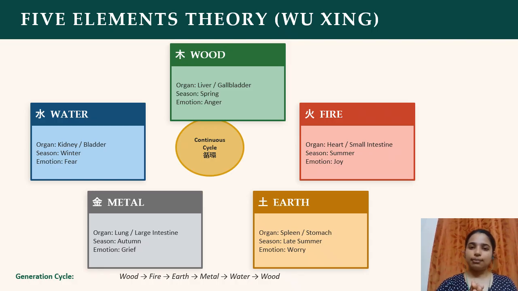Now for each element we have an organ as well as a season as well as an emotion. Okay, this is a deeper side. So for wood we have the organ liver, the season is spring, and the emotion attached is anger. Coming to the fire, the organ is intestines, the season is summer, and the emotion is joy. So the concept of season correlates with the time at which these elements aggravate in the human body, which may lead to diseases. That is the importance of season.